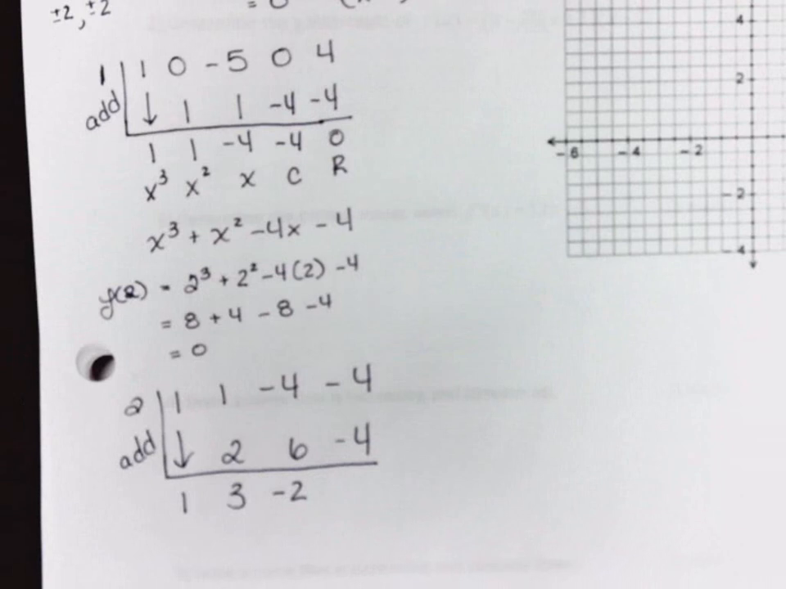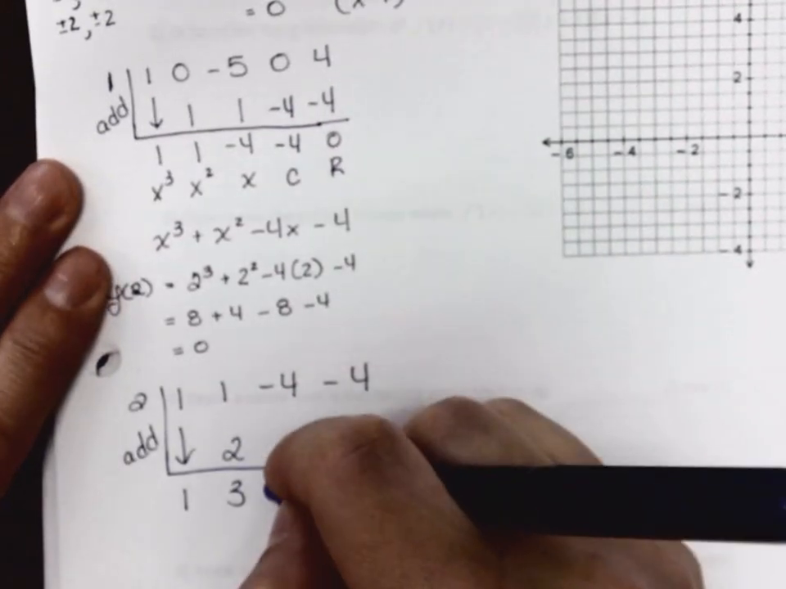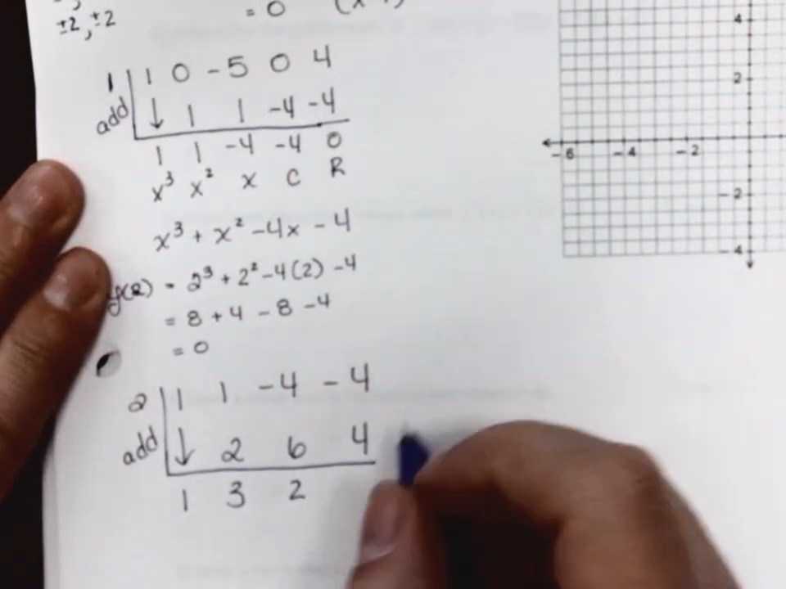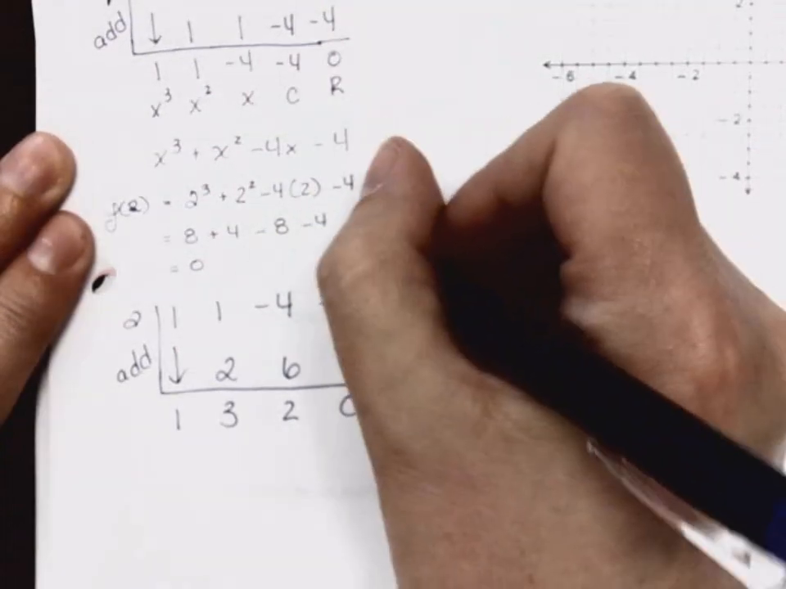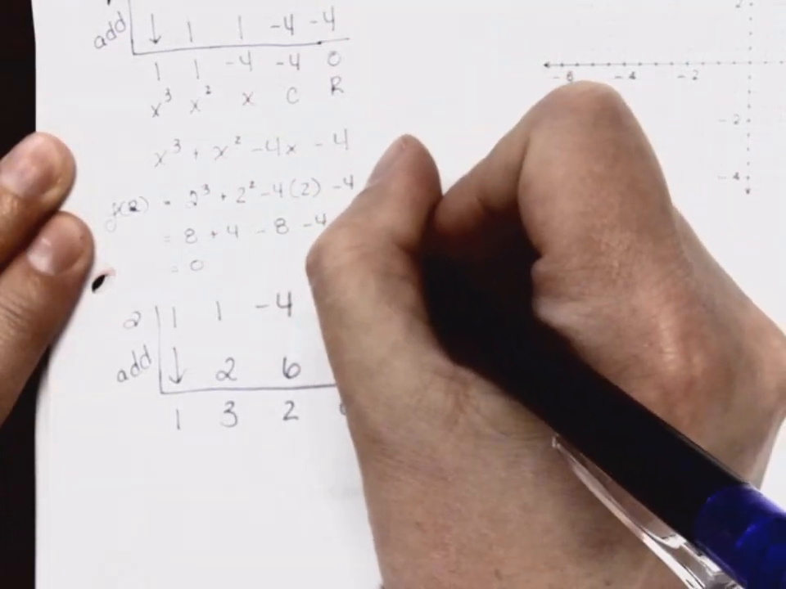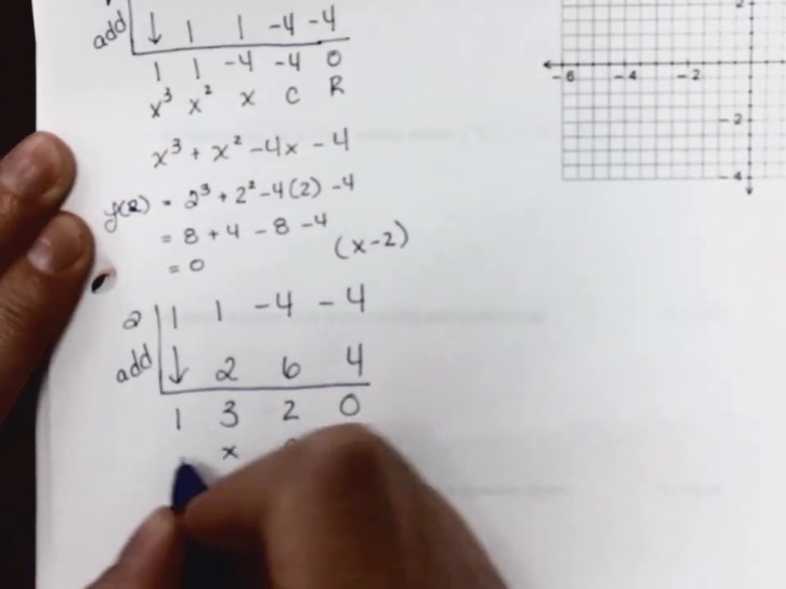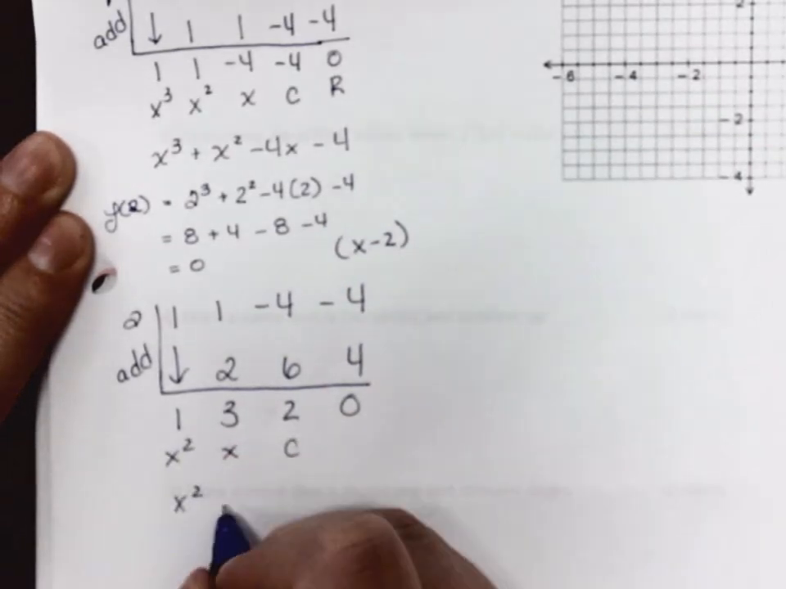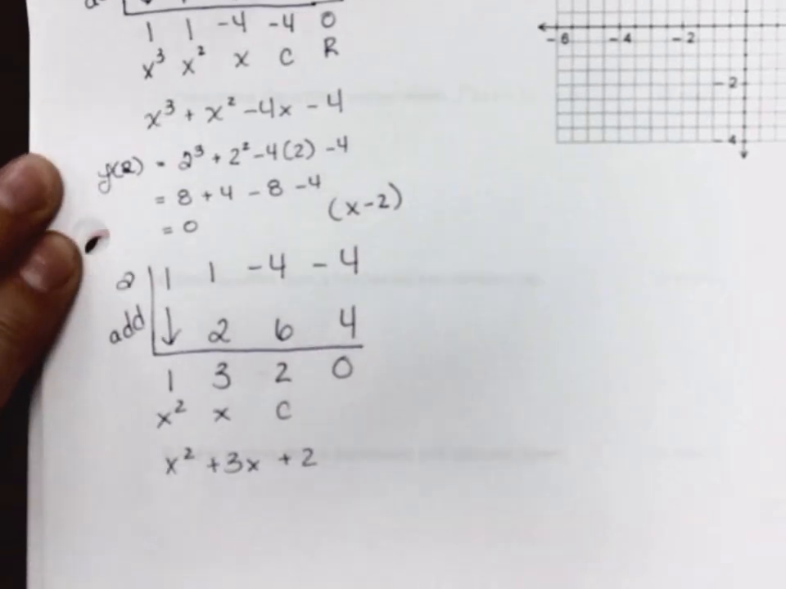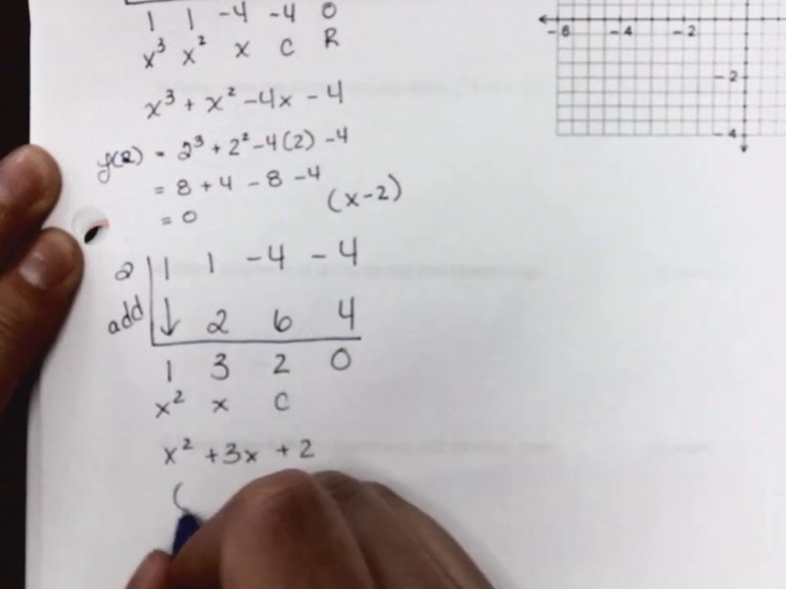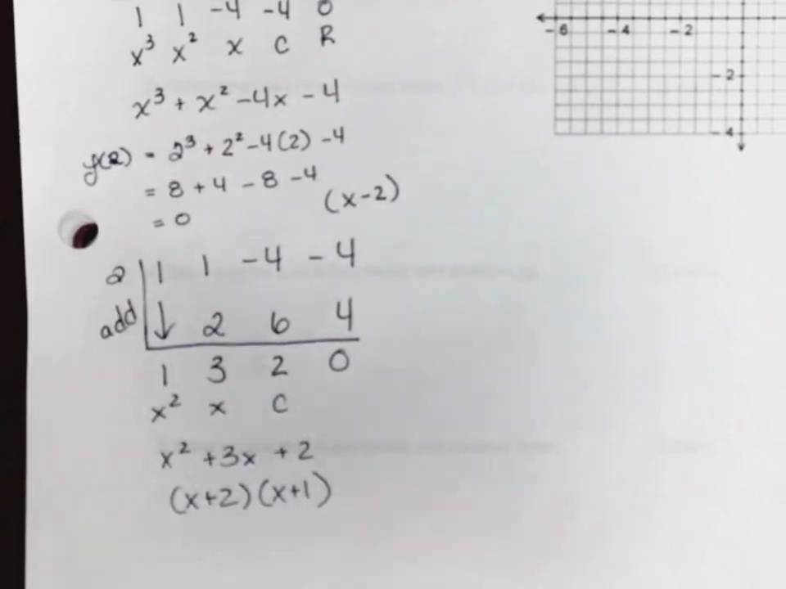What did I do wrong, guys? Oh, because it's a positive 2. Silly me. All right, so we know that this factor is going to be x minus 2. So we're going to be left with a constant, an x, and an x squared. So we have x squared plus 3x plus 2. And I think we can factor that. x plus 2, x plus 1. Oh my goodness. That has taken up a lot.